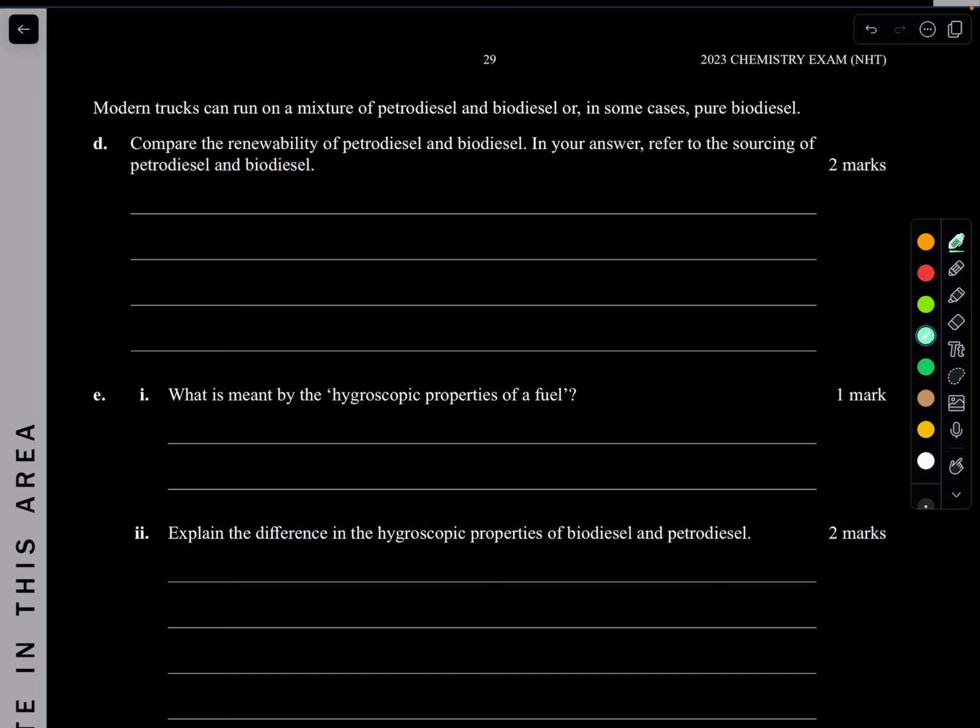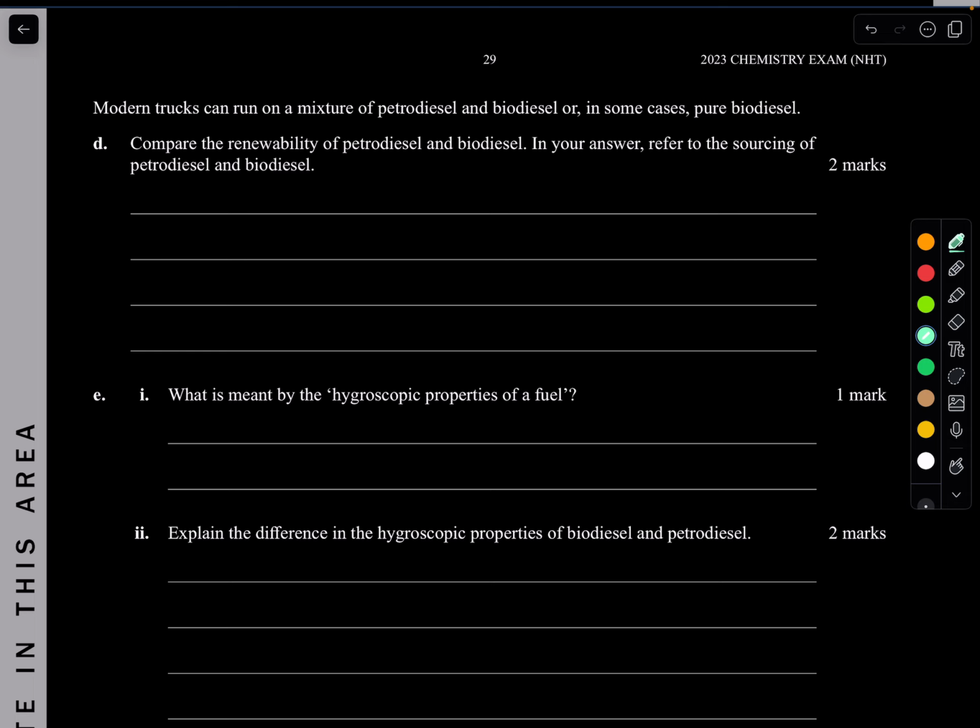Whereas biodiesel is sourced from organic matter, such as canola oil, seed oils, all these, and they go through an esterification reaction of fats and oils. So biodiesel is sourced from esterification of fats and oils in those oils, like seed oils and canola oil. Biodiesel is renewable because we are taking it from plants and organic waste or matter. So petrodiesel is non-renewable, biodiesel is renewable.